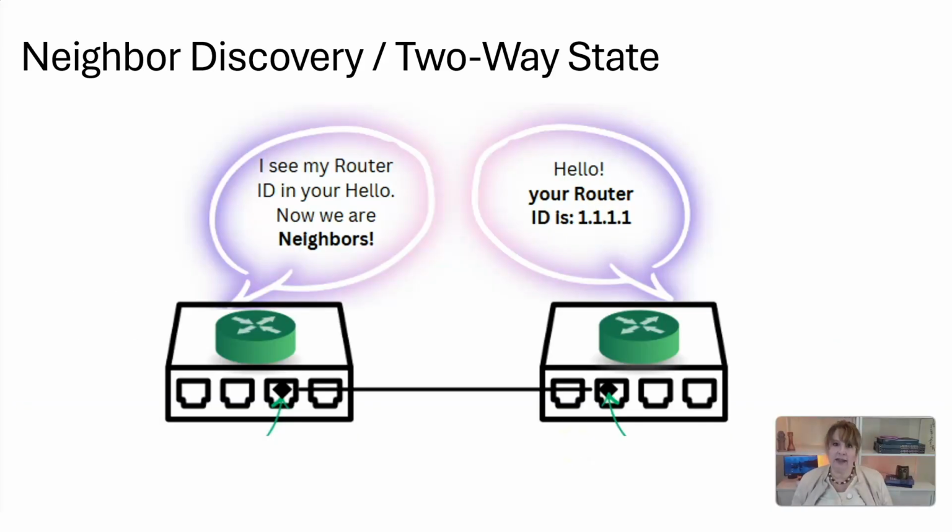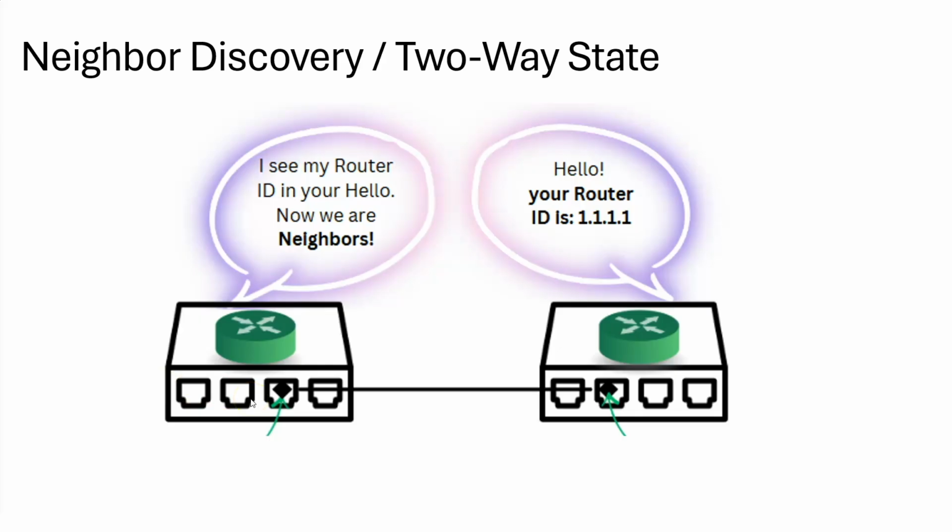Now that we understand the init state as the initial exchange of hello packets, you might be wondering, is there a specific name for the state routers enter when the required hello parameters do match? Why, yes, there is. When all required parameters match, the next step in the OSPF process is the two-way state. Here's what happens.